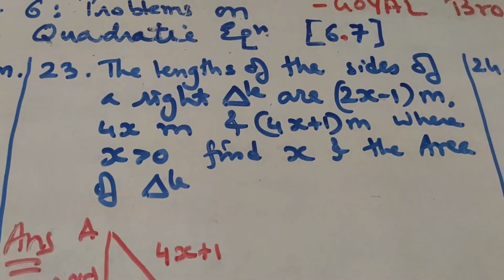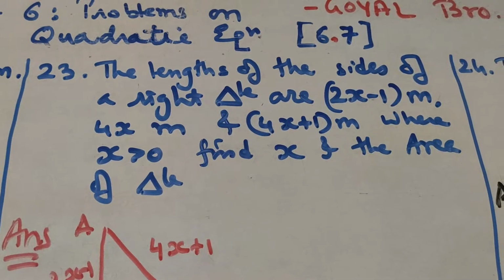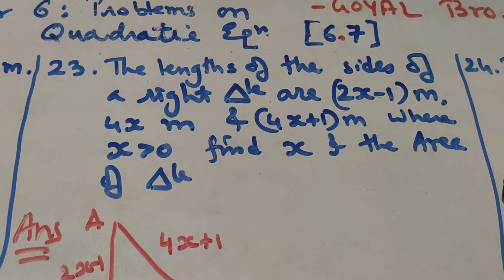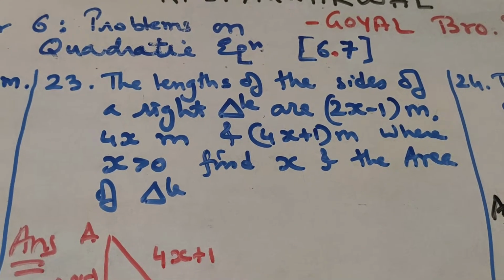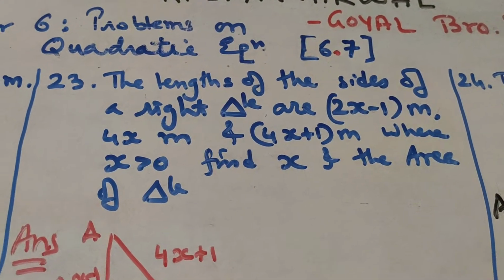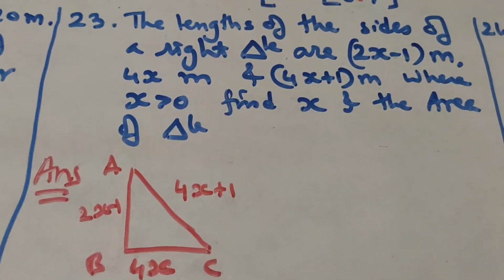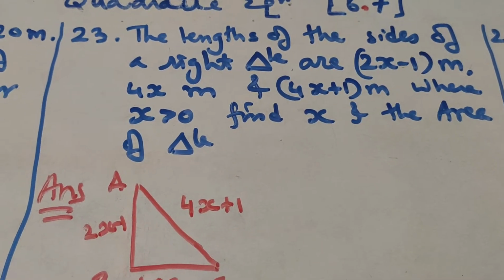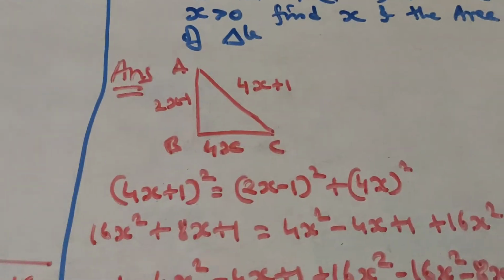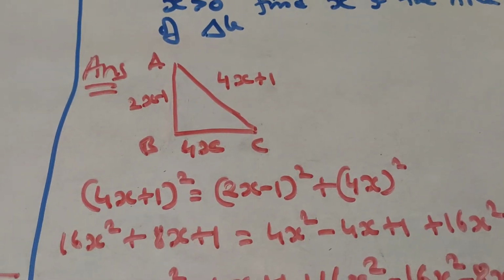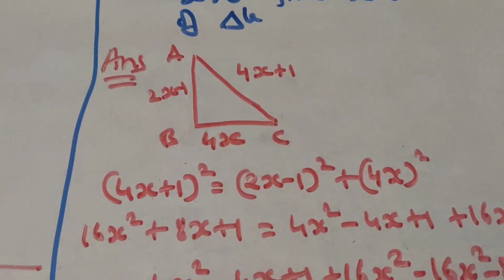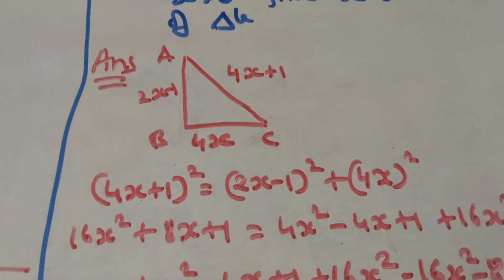Sum number 23 says the lengths of the sides of a right angle triangle are 2x minus 1, 4x and 4x plus 1. So we consider side 1, that is 2x minus 1, that is AB. 4x is BC, that is side number 2, and hypotenuse is 4x plus 1. Where x is greater than 0, we have to find out x as well as the area of the triangle. So we will write in the form of Pythagoras theorem after drawing the triangle and denoting the sides.